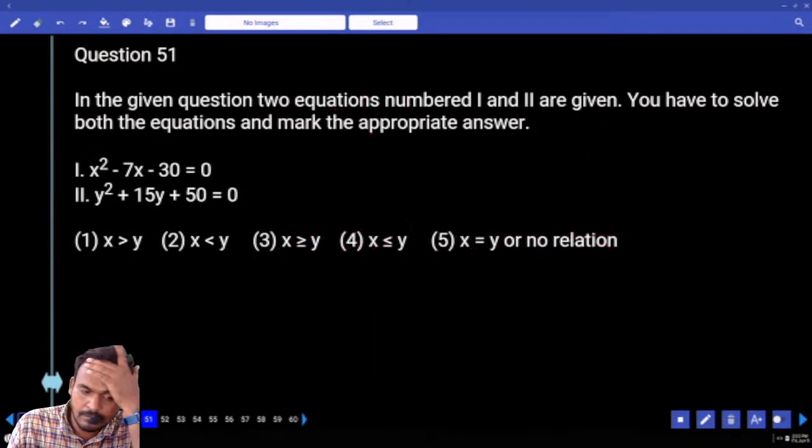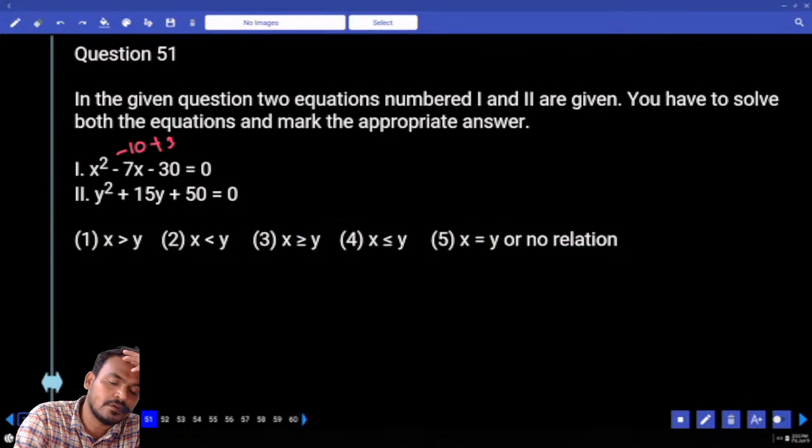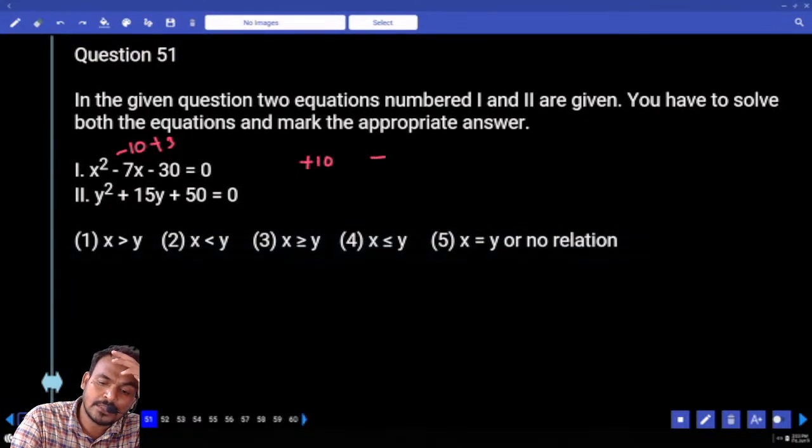Quadratic equation. First one, x square minus 7x minus 30. One will be negative 10, another one plus 3. Initial roots. What are the final roots? Plus 10, minus 3.